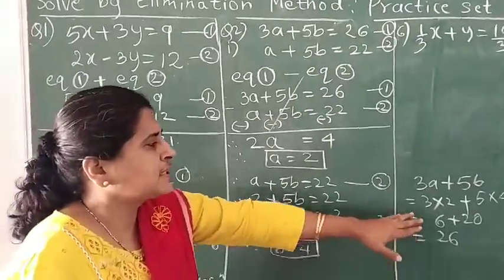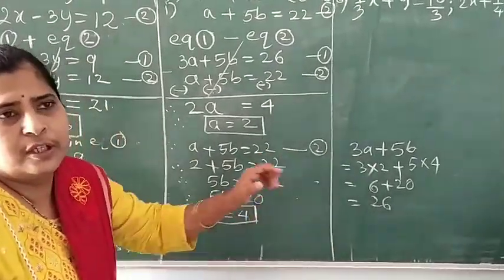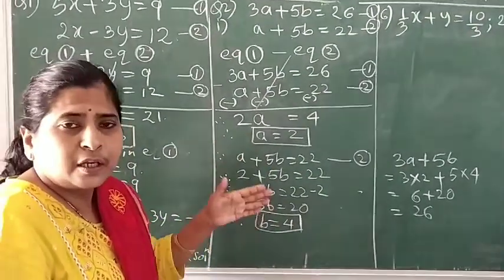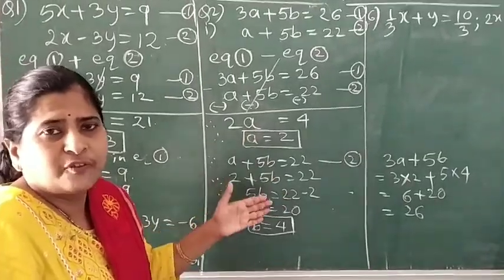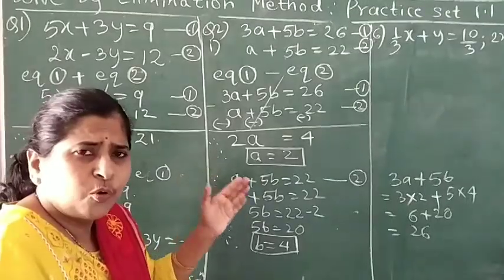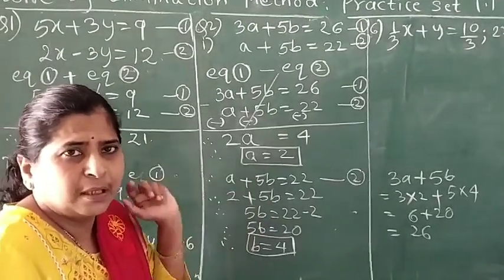If you go wrong somewhere, your verification will not be tallied. So it will not be verified, so you can correct and you can avoid your mistakes. You can rectify your mistakes and you can save your marks, students. So verification is a very important part while doing mathematics.